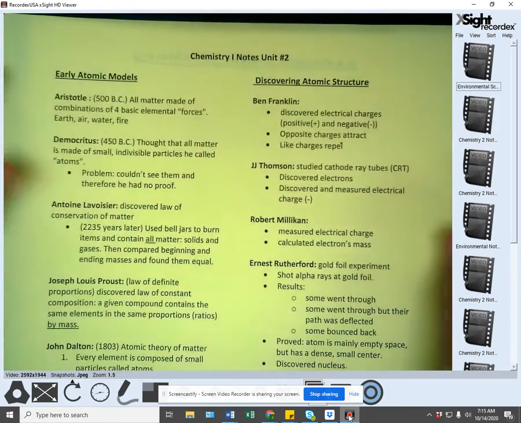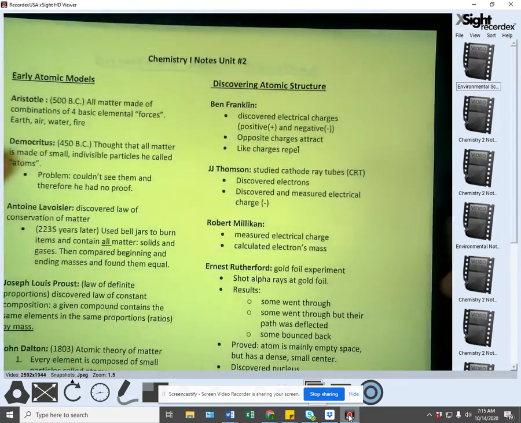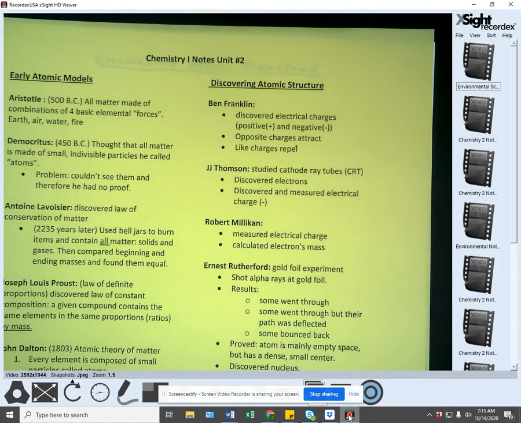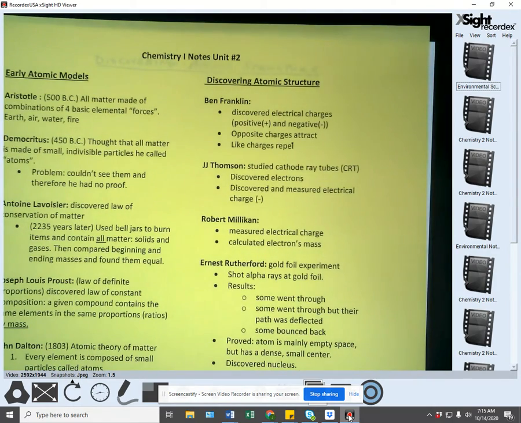All right. Hey guys. So now we're going to hit discovering atomic structure. And this is the stuff you're probably a little more familiar with, okay? Or at least some of the names, maybe a few of them. So the first guy that really did some work in atomic structure is Ben Franklin.